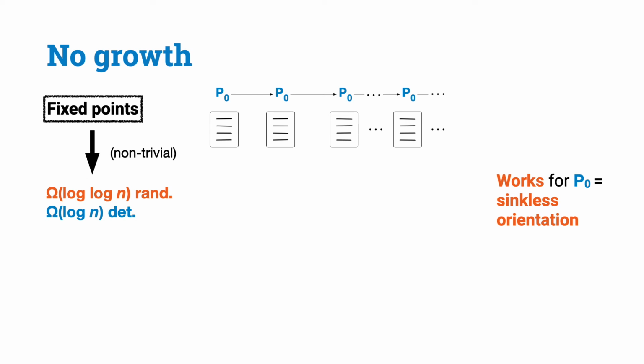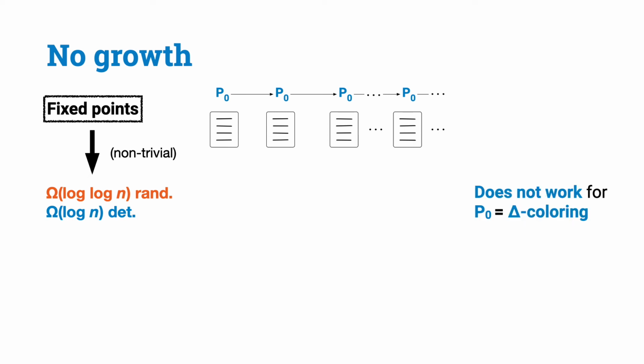And there are some interesting problems that are fixed points. For example, the problem of orienting the edges of a graph such that each node of degree at least 3 has at least one outgoing edge. That is called the sinkless orientation problem. If we apply round elimination on this problem, we again obtain the sinkless orientation problem as a result. And while we know already that delta coloring requires omega of log n for deterministic algorithms and omega of log log n for randomized ones, we also know that this problem is not a fixed point. In fact, by trying to apply the round elimination technique on delta coloring, we really see this doubly exponential growth that I was mentioning earlier.